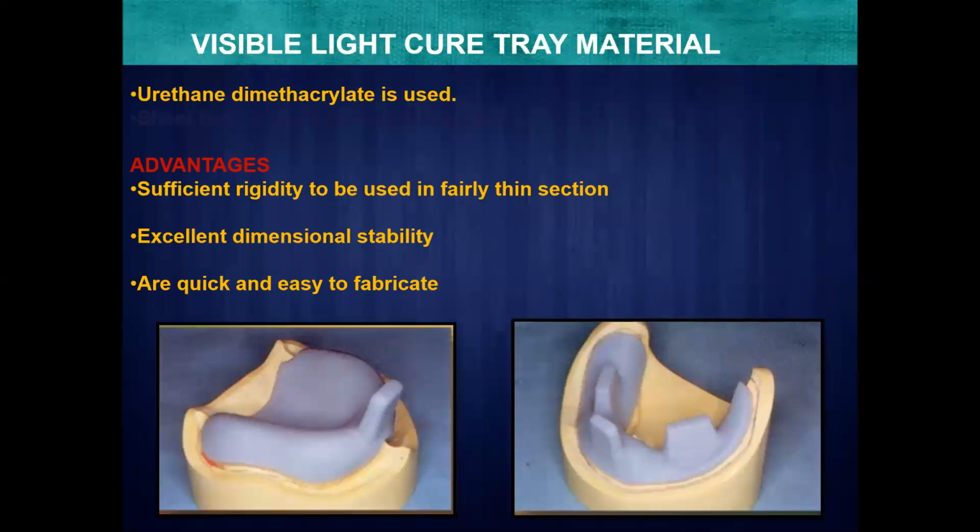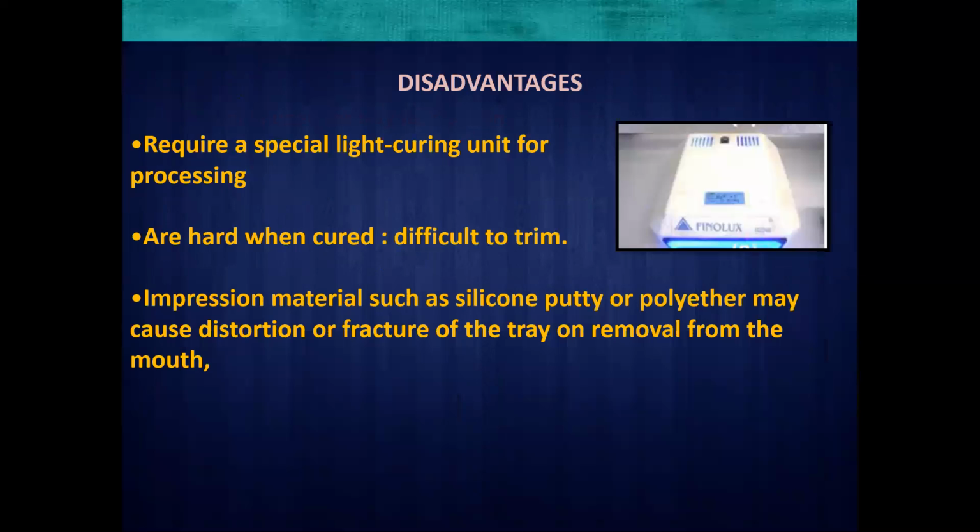The visible light cure tray material, urethane dimethacrylate, is commonly used. The advantages are it provides sufficient rigidity to be used in fairly thin sections. It has excellent dimensional stability. It is quick and very easy to fabricate. It hardly takes 6 minutes for the fabrication of this tray.